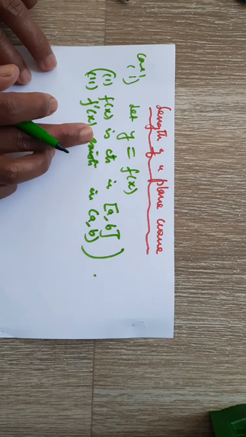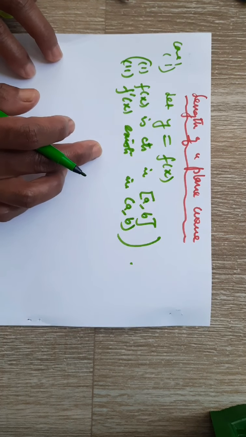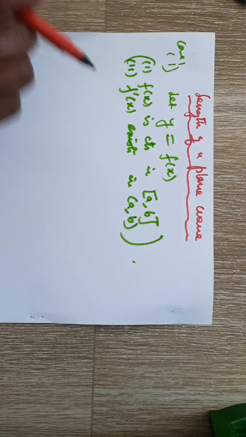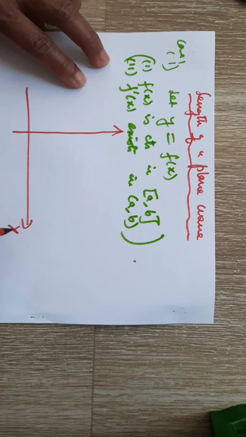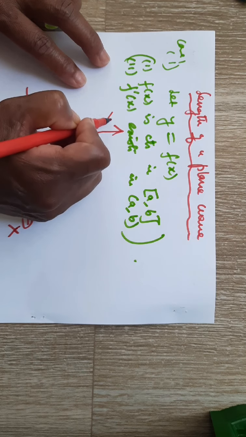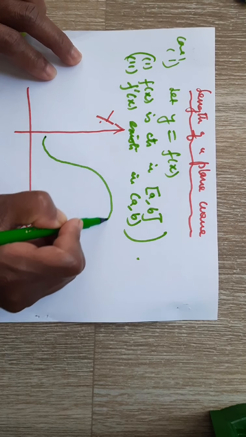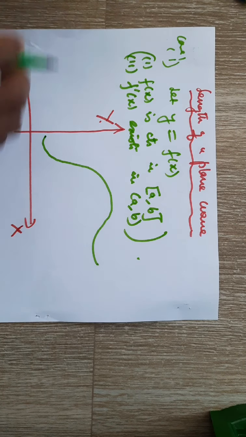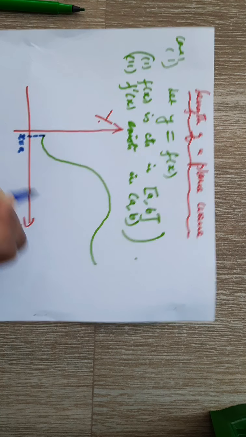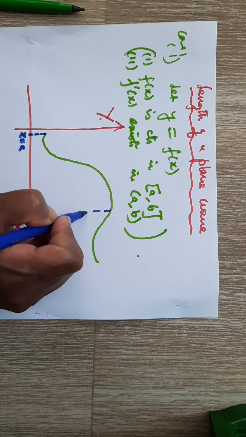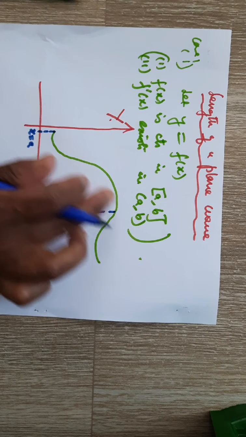Now in order to find the length of the given curve from A to B, let us draw the graph of the curve y is equal to f(x). So draw the xy axes, this is the y axis, this is the x axis. Now suppose the curve is like this. Let us take this point as x is equal to a, then I need to find the length of this curve from x is equal to a to x is equal to b, that means from here up to here.